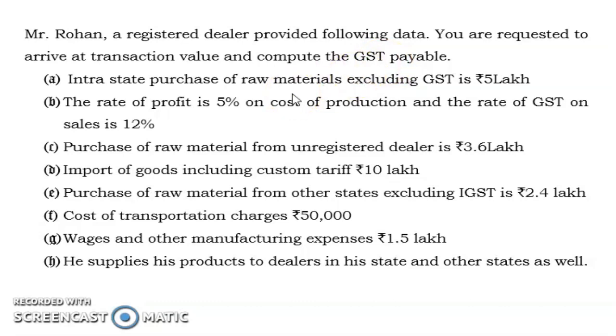So intrastate purchase of raw materials excluding GST is rupees 5 lakh. So intrastate purchase ಅಂತ ಕೊಟ್ಟಿದ್ದಾರೆ, ಅಂದರೆ ಸ್ಟೇಟಿನ ಒಳಗಡೆ ಪರ್ಚೇಸ್ ಮಾಡಿರುವಂತಹ ರಾ ಮೆಟೀರಿಯಲ್ನ ವ್ಯಾಲ್ಯೂ ಎಕ್ಸ್ಕ್ಲೂಡಿಂಗ್ IGST, ಎಕ್ಸ್ಕ್ಲೂಡಿಂಗ್ GST rupees 5 lakh ಅಂತ ಕೊಟ್ಟಿದ್ದಾರೆ.